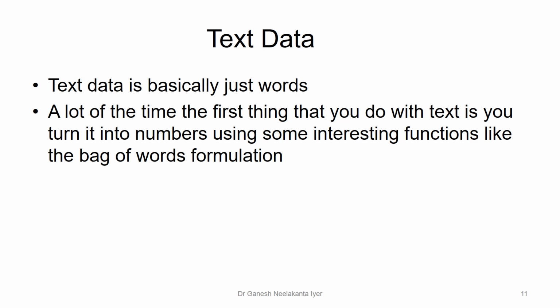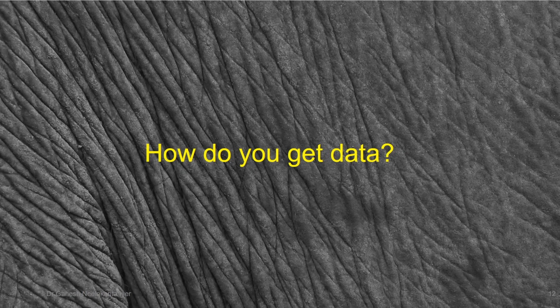And here comes the text data. They are basically just words. So a lot of times, the first thing that you do with text is you turn it into numbers using some interesting functions, maybe bag of words, and then work with them. These are extremely important that we need to even process text data. So there can also be data in the form of images, videos, audios.